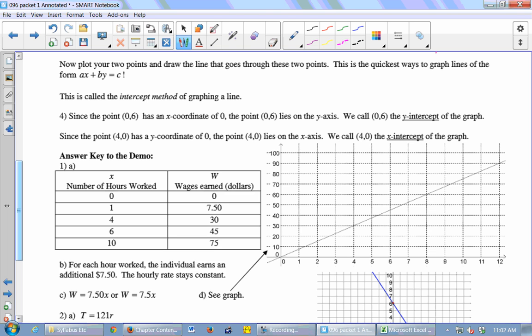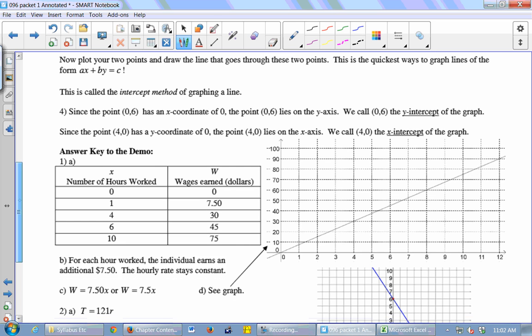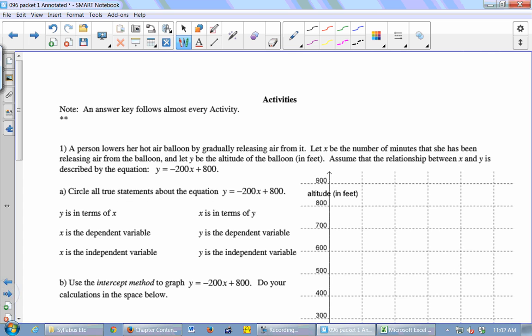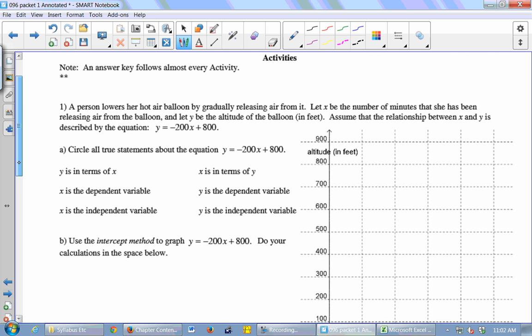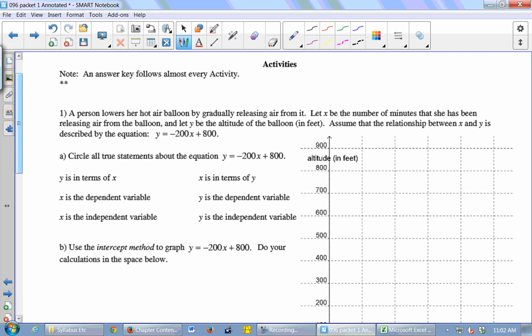Does that make sense? Questions? Okay, so if you missed anything, the answers are all written here. And then as we go to the next page, that's where the activities start. So I'm going to stop the video, I'm going to stop talking, and you're going to work either individually or in your groups, however you're comfortable, through the activities.